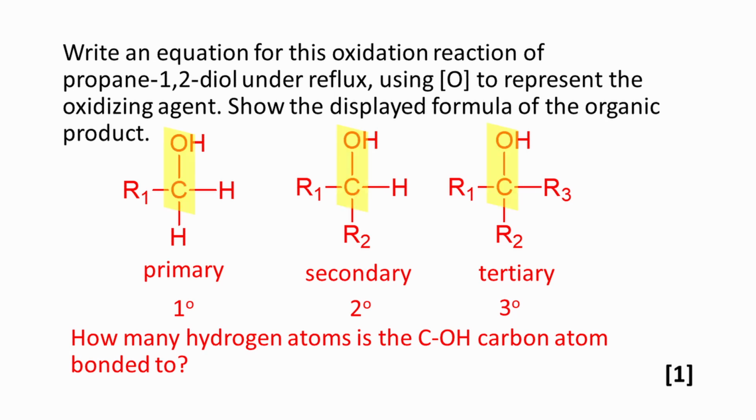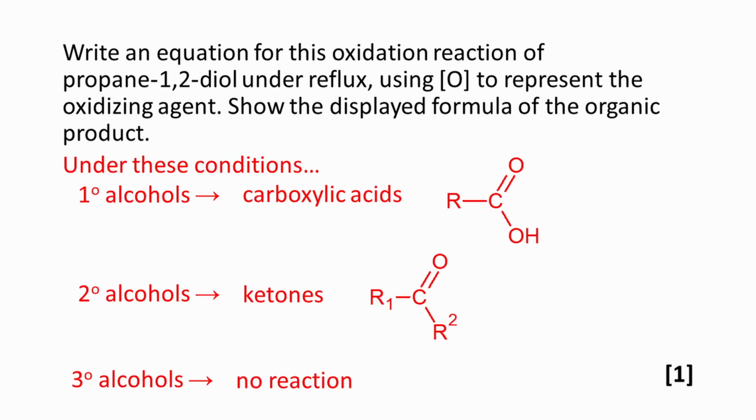If the C-OH carbon is bonded to 2 hydrogen atoms, the OH group is classified as primary. If the C-OH carbon is bonded to 1 hydrogen atom, the OH group is classified as secondary. And finally, if the C-OH carbon is not bonded to any hydrogen atoms, the OH group is classified as tertiary.